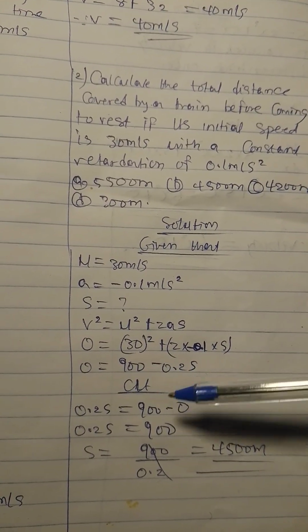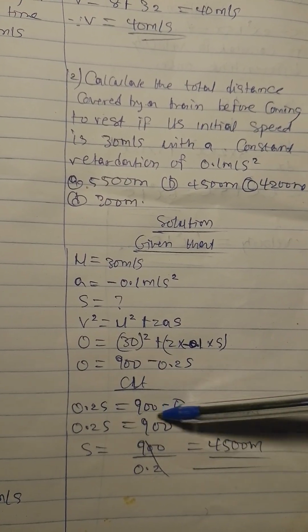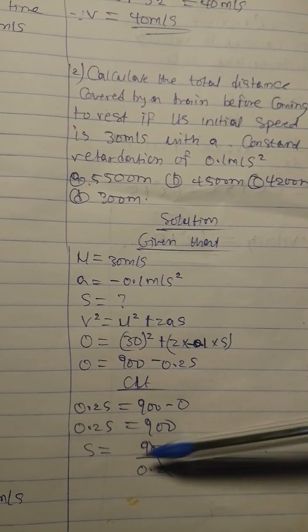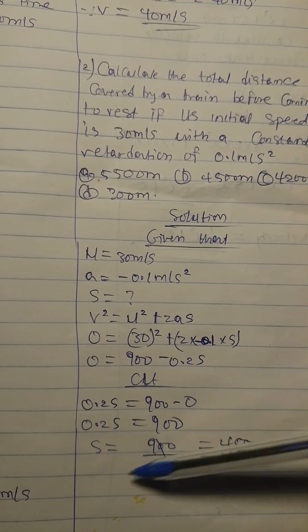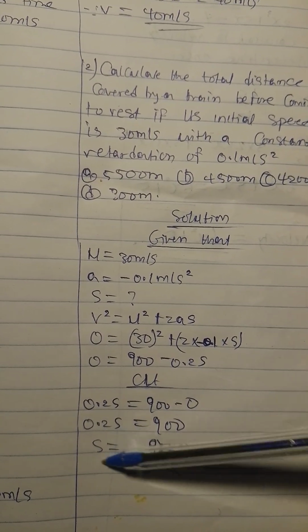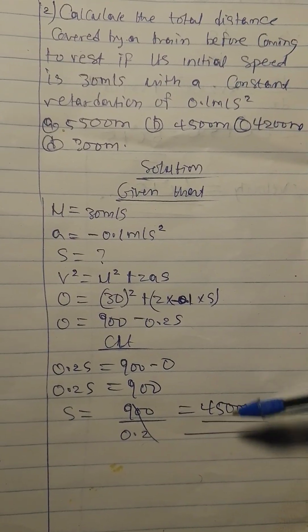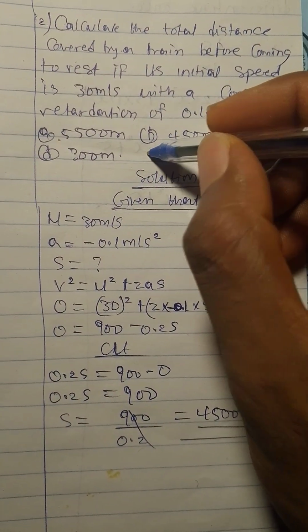Now collect like terms. The minus 0.2x crosses over and becomes 0.2x is equal to 900. The 0 crossing over becomes minus 0. So we have 0.2x is equal to 900 minus 0, which is 900. Dividing both sides by the coefficient of x, we have x is equal to 900 divided by 0.2, which gives 4,500 meters, and this is the correct answer.